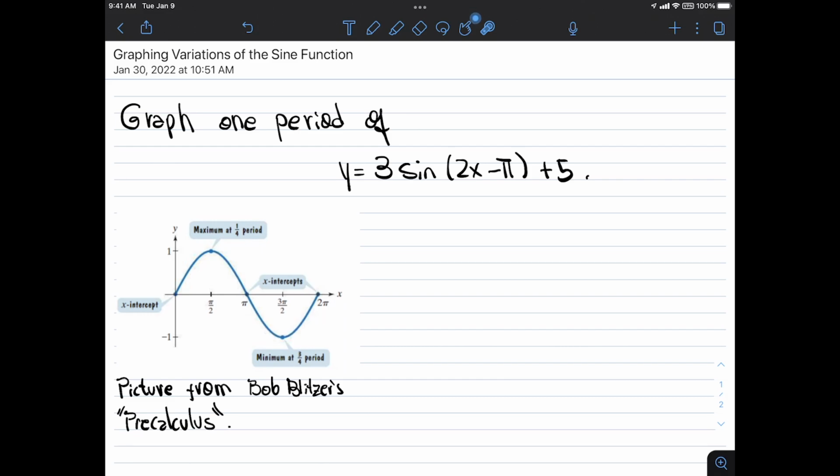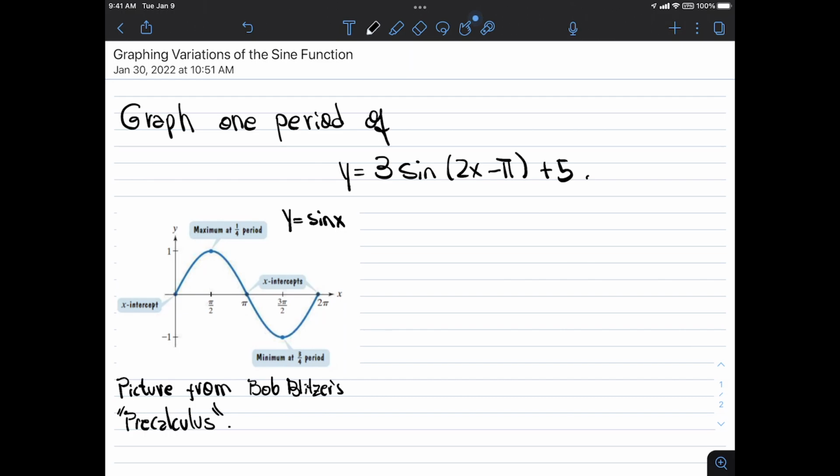Okay, so I wanted to show you today how to graph variations of the sine function. If you need to do the same with the cosine function, the idea is the same. All you need to remember for this video and for other problems that require you to do the same is to remember what the basic shape of y equals sine x is. So that's the overall graph of y equals sine x. That's a picture from Bob Blitzer's pre-calculus book.